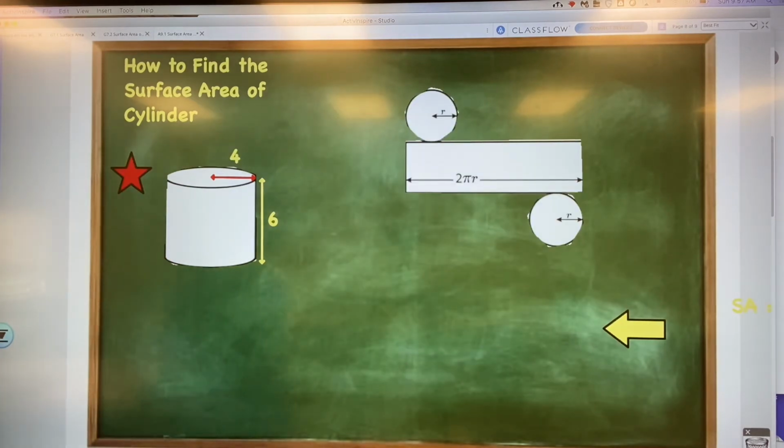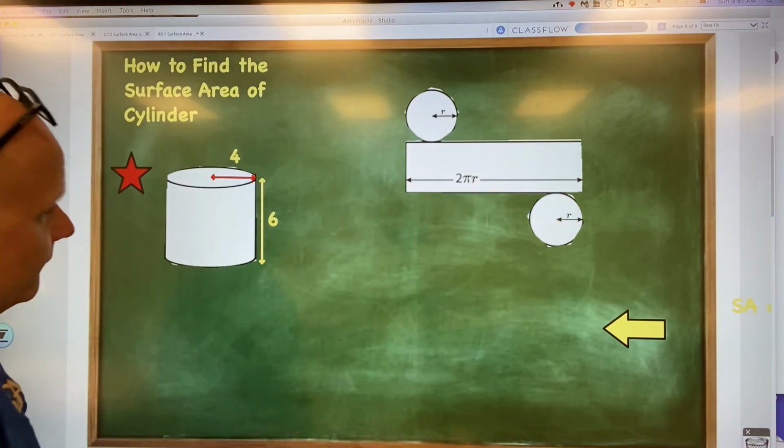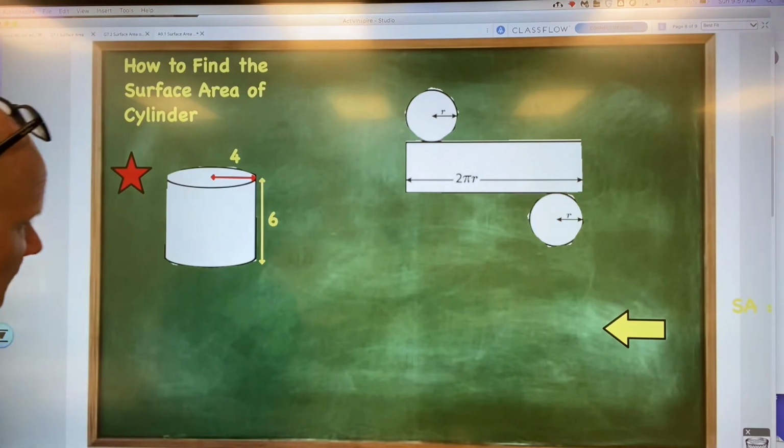So press pause, and you guys find the surface area of this shape. Go ahead, find the surface area. Just work this out.